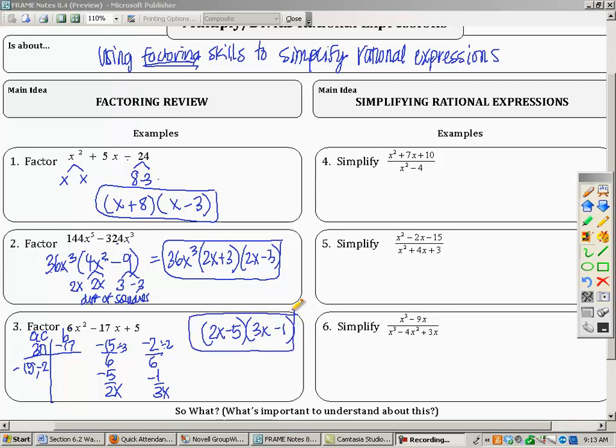Okay, again, if you just guess and check, you would have found the same thing. The snip method ends up being slightly quicker. Okay, so we've covered factoring. Now I want to actually show you why the factoring is important. Take a look at number 4.